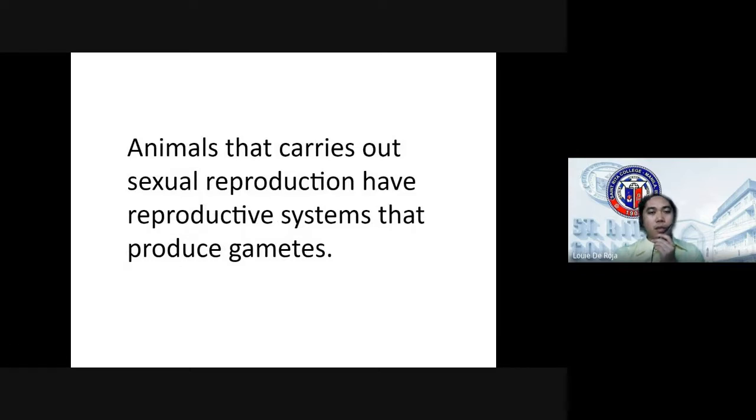Animals that carry out sexual reproduction have a reproductive system that produces gamete cells. Okay? Katulad din ng human, nagki-carry out din sila ng sexual reproduction. Pero dalawang klase. Sexual and asexual reproduction. So sa sexual reproduction, kinakailangan ng parent, male and female, para magkaroon ng offspring.